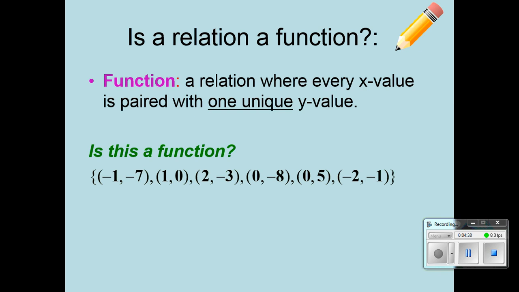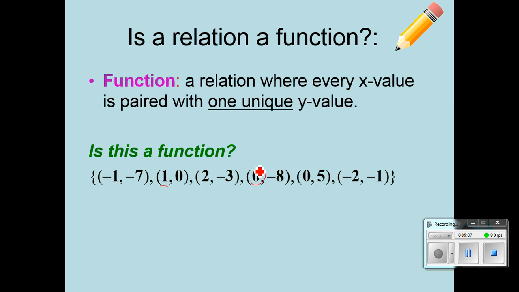So in order for this relation to be a function, we know it's a relation because it's a set of ordered pairs, but in order for it to be a function, there can only be one x value paired with one y value. So -1, that's good because I don't see any other x values that are -1. 1, that's good because I don't see any other x 1s. 2, I don't see any other x 2s.